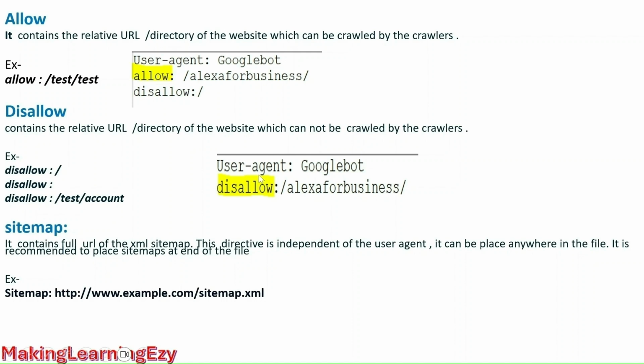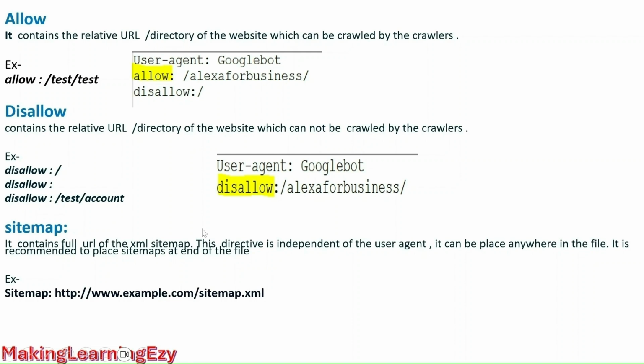I have attached one screenshot from robots.txt. It is showing one group. Here you can see disallow Alexa for business. So when Googlebot crawls the website or domain, it will be disallowed to crawl this particular path, Alexa for Business. And apart from this Alexa for Business, Googlebot will be able to crawl all other pages of the website. This is how the disallow directive works.